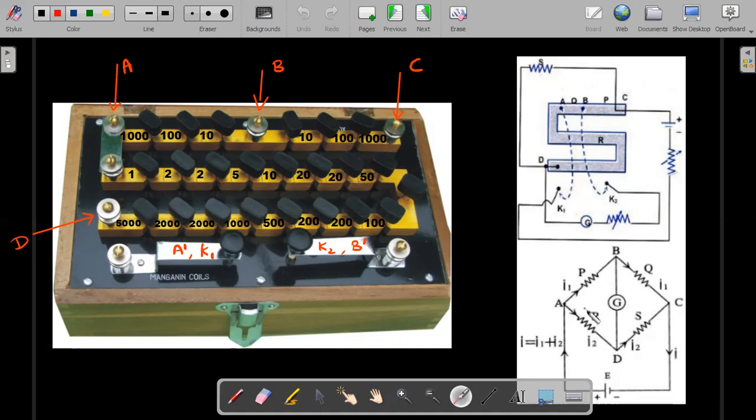Now let's move forward and try to understand what these keys and buttons are, and how the resistances between A and B, B and C, and A and D can be varied, and what the importance is of these numbers 1, 2, 2, 5, 10, 20, 20, 50, etc. Here there are only multiples of tens, but here you have single digit, double digit, triple digit, and 4-digit numbers. But specifically, you can see that it's associated with 1, 2, 2, 5, and their multiples. So let's try to understand that.